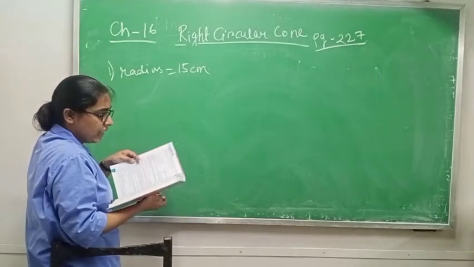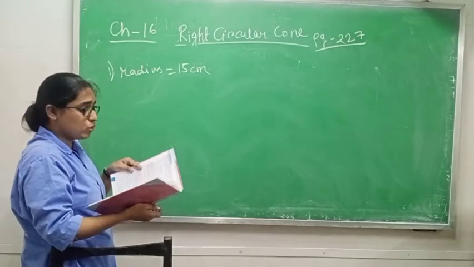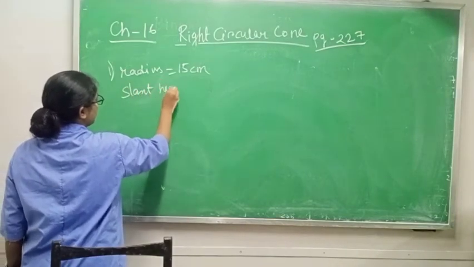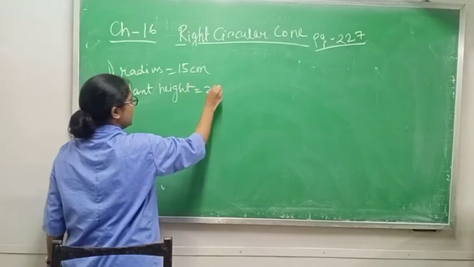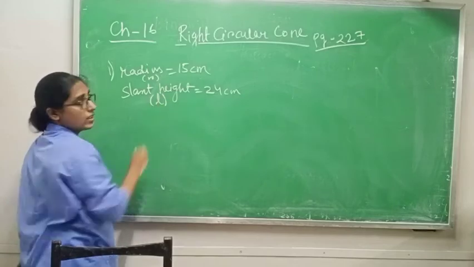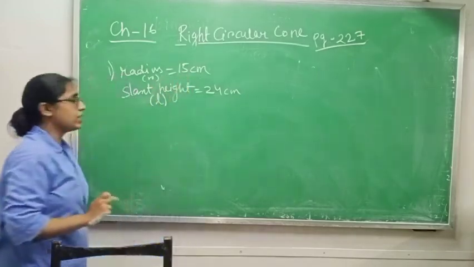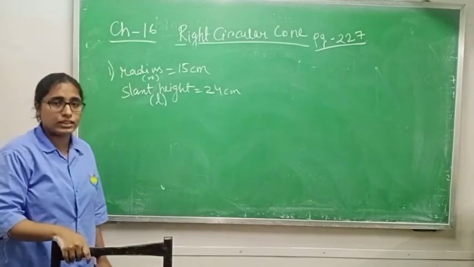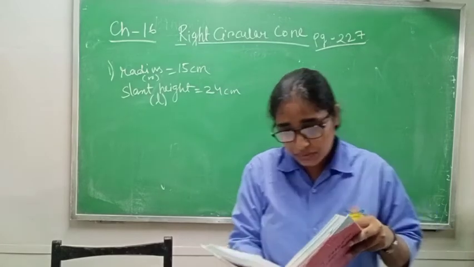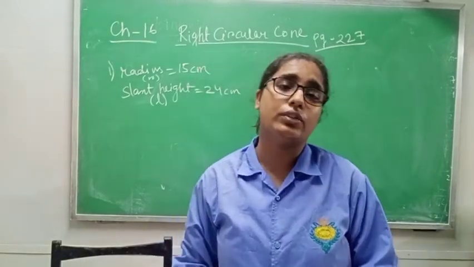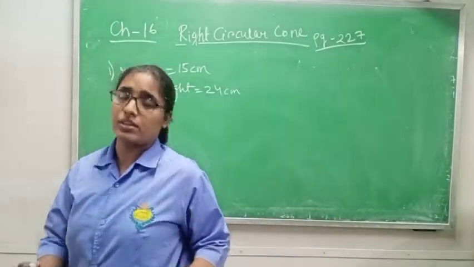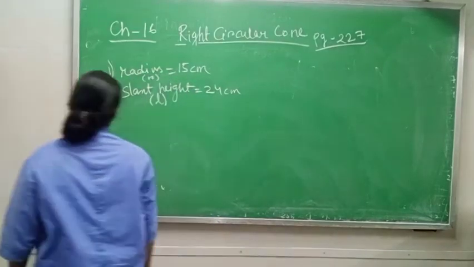And slant height is 24 centimeter. You know radius is r and slant height is l. So radius is 15 centimeter, slant height is 24 centimeter. Let us calculate the curved surface area and total surface area of the cone. Two things they are telling you to find: curved surface area and total surface area. It's very easy because this one is based on formula only.